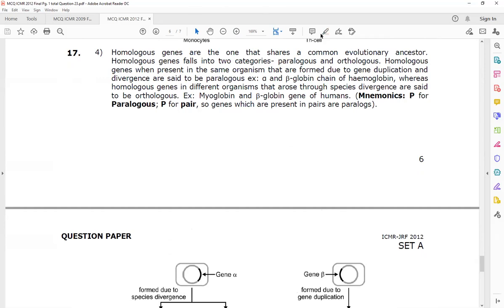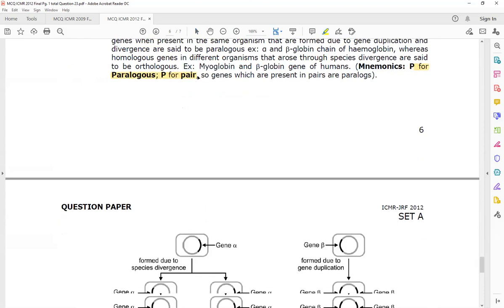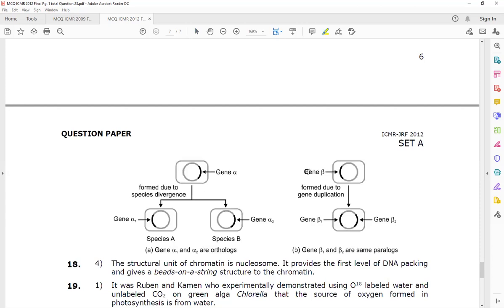Because I have written this book, that is why I can tell you about this particular point. Homologous genes are ones that share a common evolutionary history. That is why they are called homologous genes. So they can be effectively remembered by P for paralogous. P for pair, P for paralogous. That means if there is a gene which is present in an organism and this gene gets duplicated into two different genes, then it is referred to as a paralogous gene.